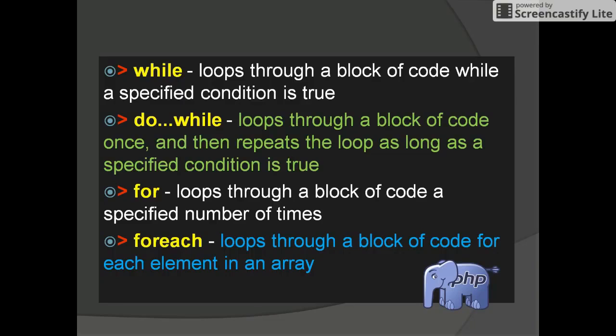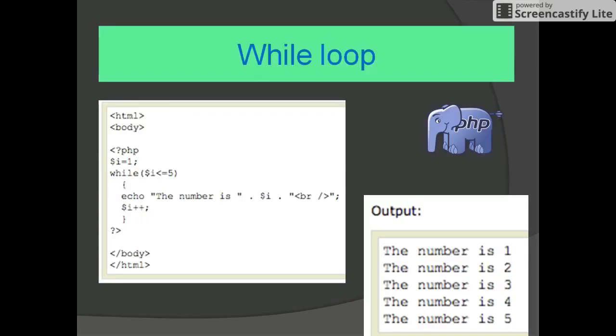A while loop loops through a block of code when a specific condition is true. If the condition becomes false, it goes out of the loop. The do while does the same thing, but it checks the condition after the code is executed. A for loop has an initial case, a given condition, and an increment or decrement function. A foreach loop loops through a block of code for each element in an array.